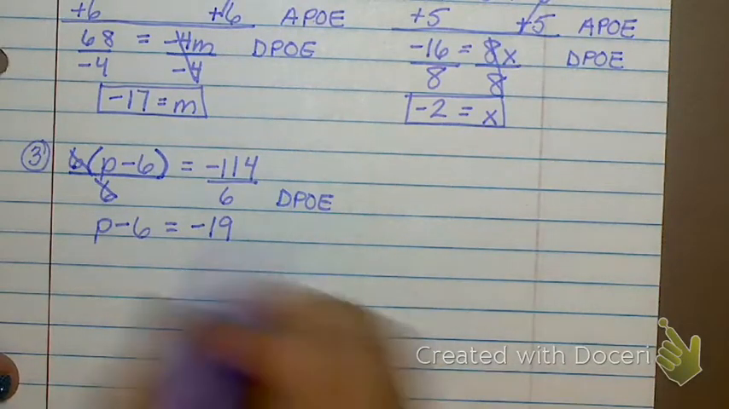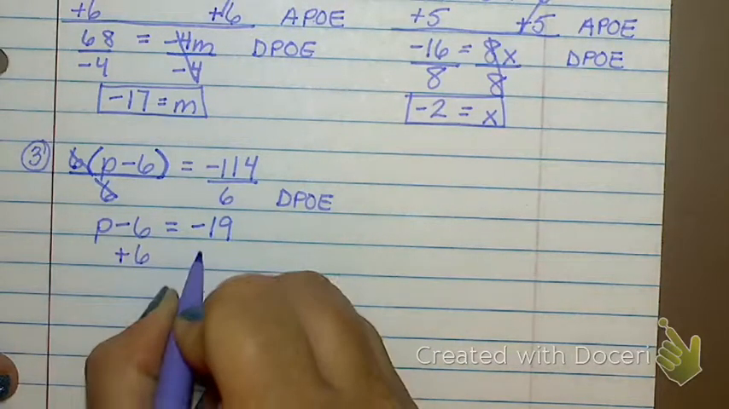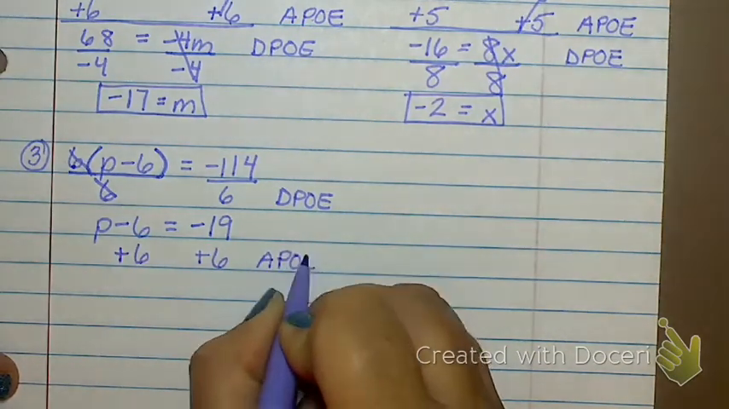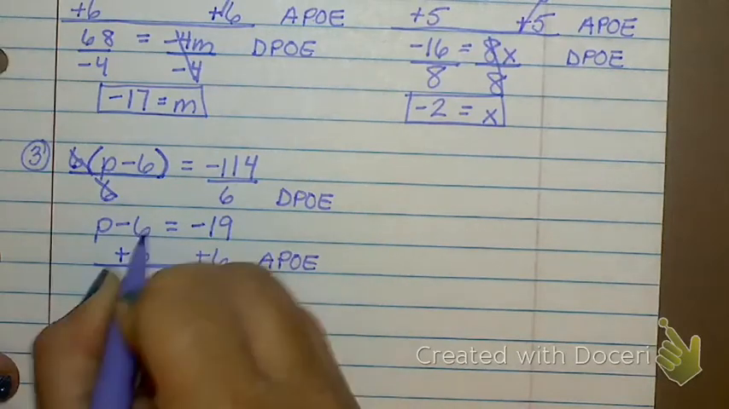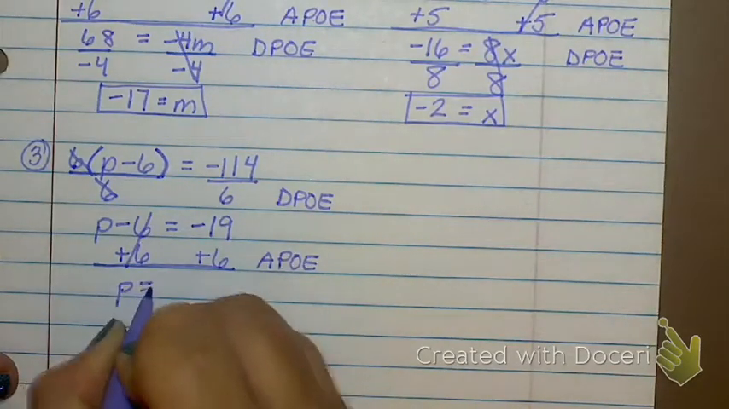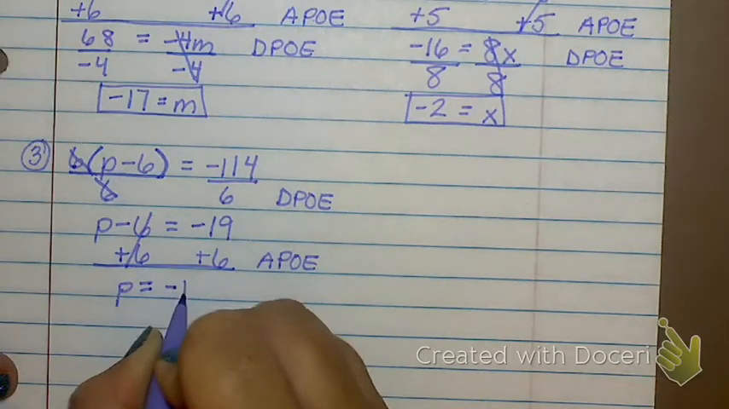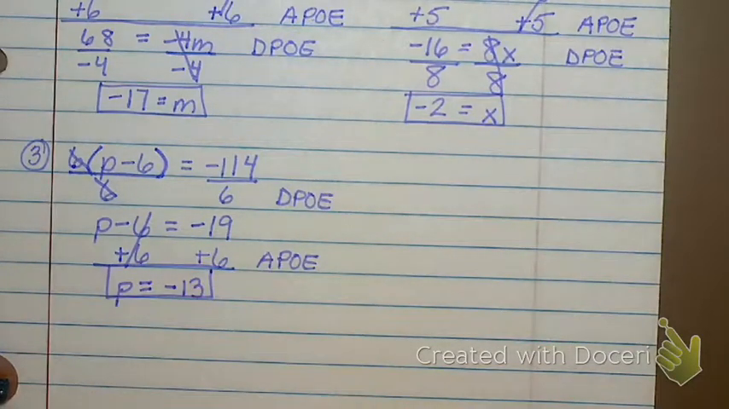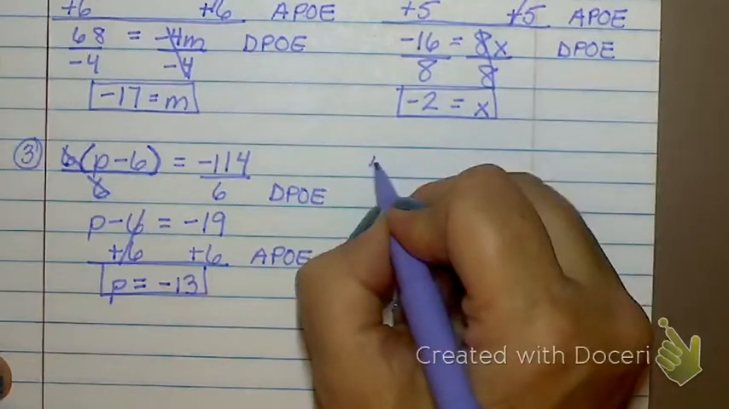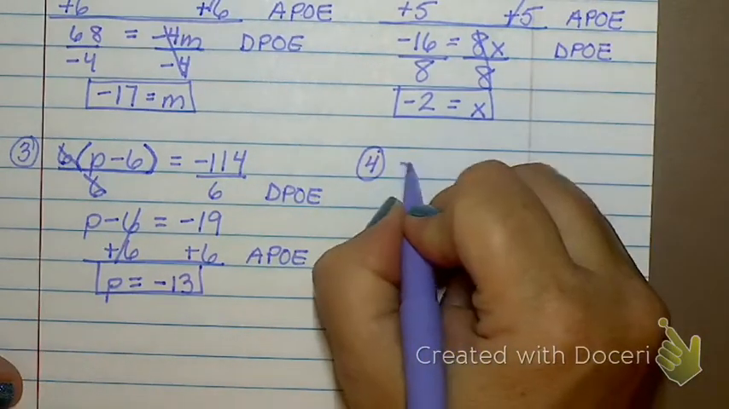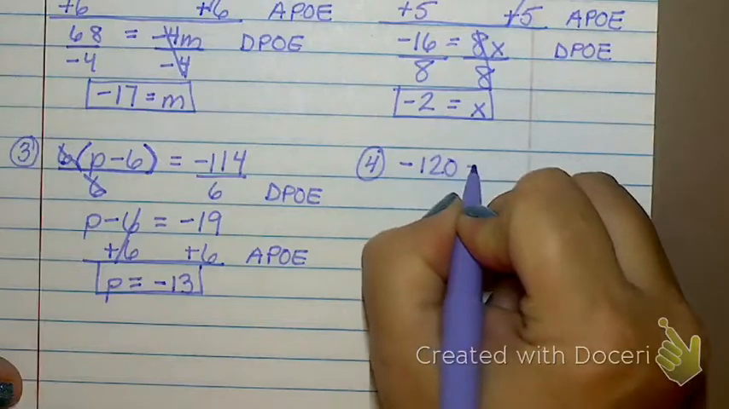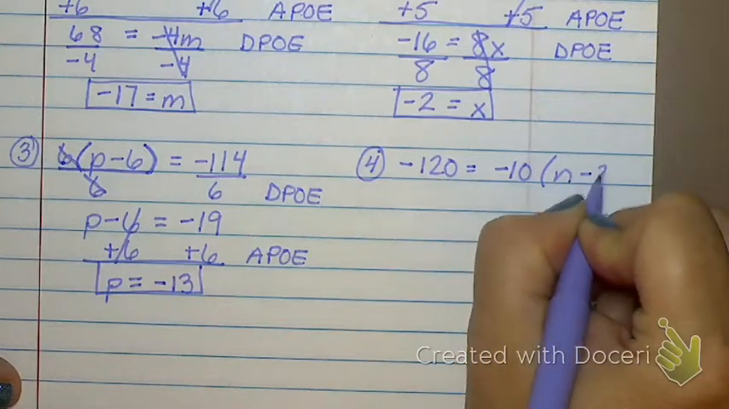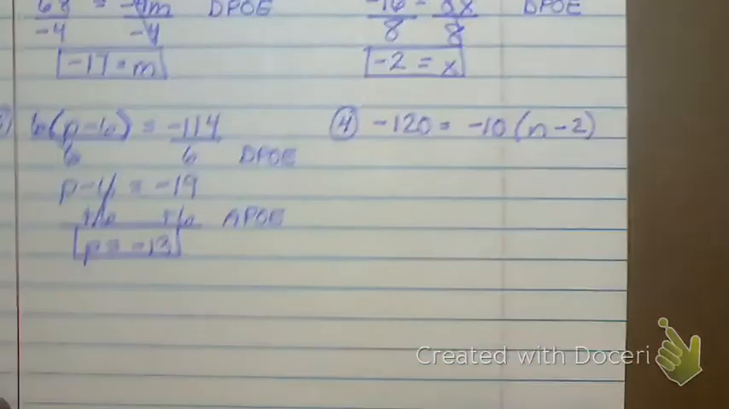What's my next step? Add 6, using which property? So P equals, what's negative 19 plus 6? Negative 13. So? Okay. You try this one. Negative 120 is equal to negative 10, parentheses, n minus 2. I want you to try that one.